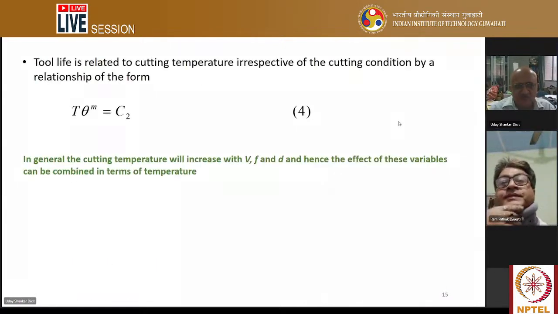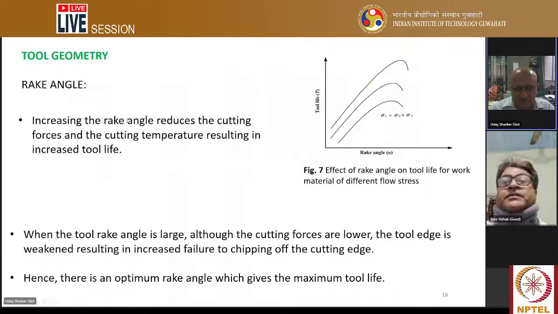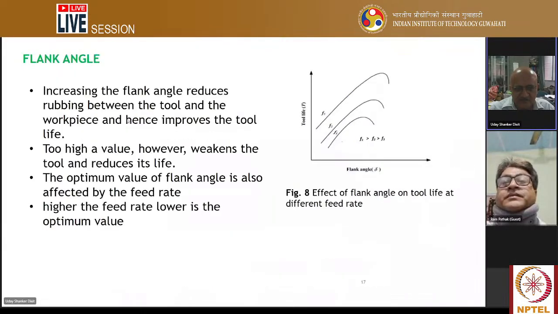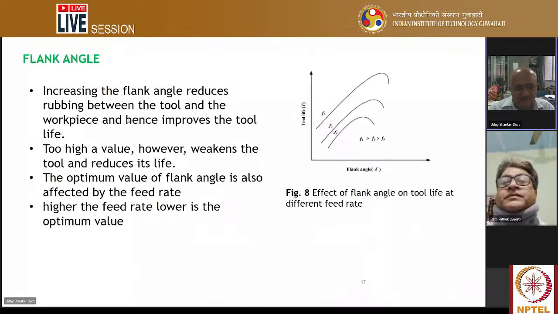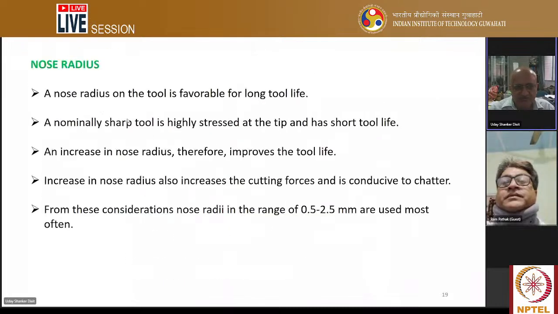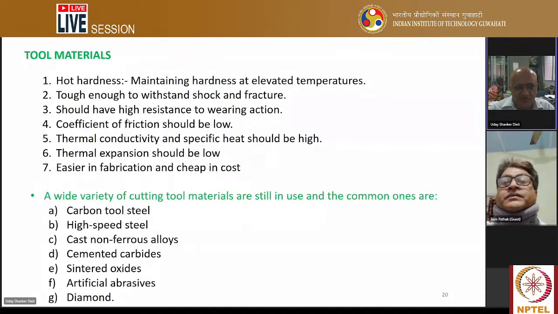And tool life is related to cutting temperature, so T theta to the power m is equal to C2. Then the effect of the rake angle, flank angle, side cutting edge angle, and nose radius. Tool material should have hardness, be tough enough to withstand shock and fracture, and have high resistance to wearing action. The coefficient of friction should be low, and thermal conductivity and specific heat both should be high.